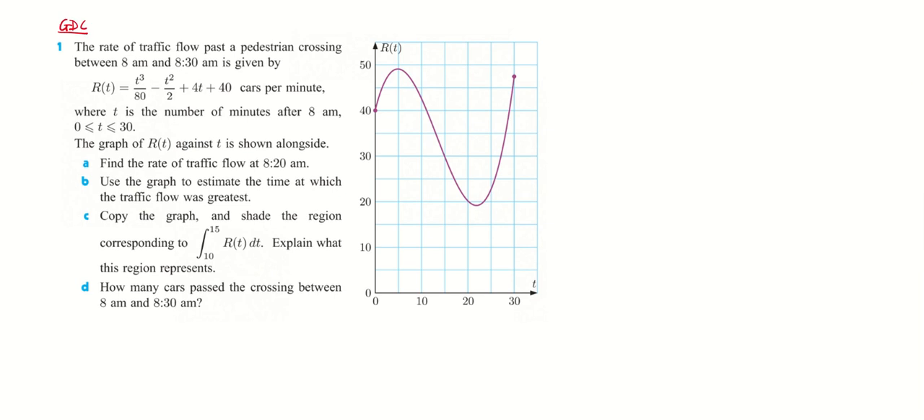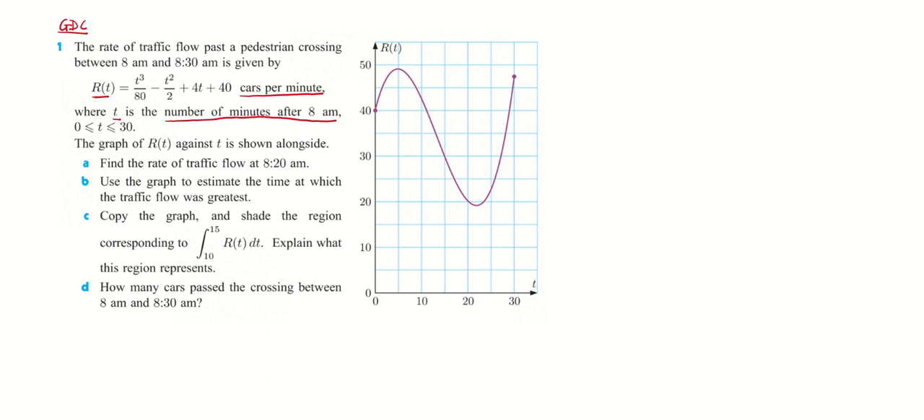Second, you check your answers. Now, what do you have in this case? Find the rate of the flow of traffic at 8:20. R is the rate of traffic flow, number of cars per minute, and T is the number of minutes after 8 a.m. T is the time, that you can underline. Find the rate of traffic flow at 8:20.